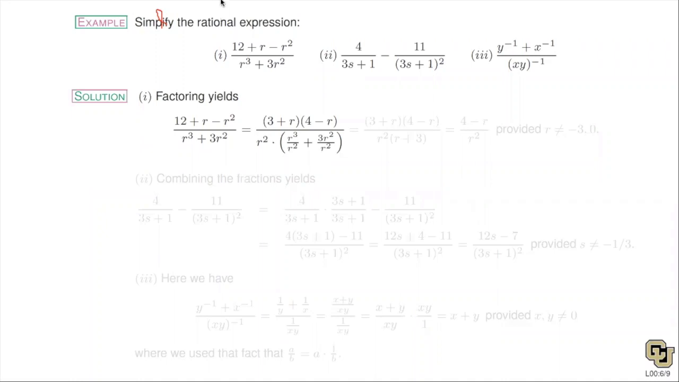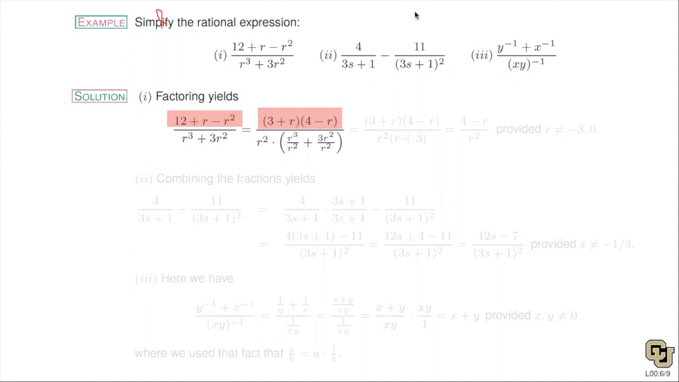Right now, I want you to remind yourself of how you do reverse foiling, whatever your technique is, because they've taught many different techniques over the generations. One thing I'll do here is just to check: 3 times 4 is 12. Plus r times minus r is minus r squared. And the middle term, 4 times r is 4r, minus 3r is just r. So that is the correct factoring.